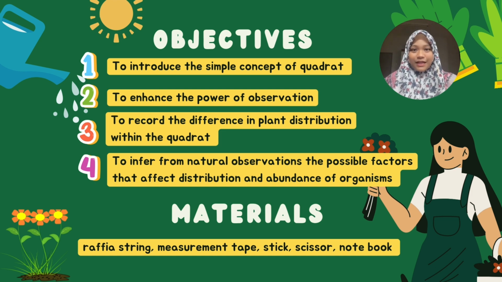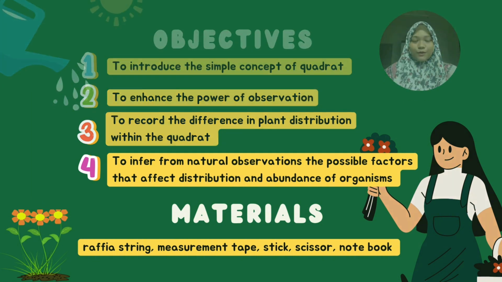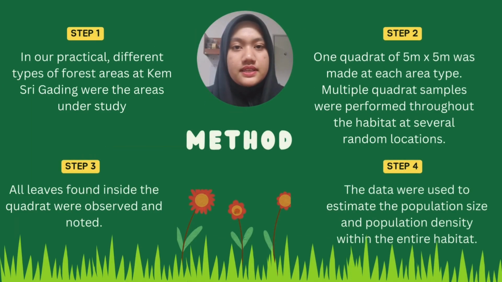The materials that we use in this practical are raffia string, measuring tapes, sticks, scissors, and a notebook. In this practical, there are 4 steps. The first one, different types of forest areas at the camp were the areas under study. The second one is 1 quadrat of 5 meters by 5 meters was made at each area type.